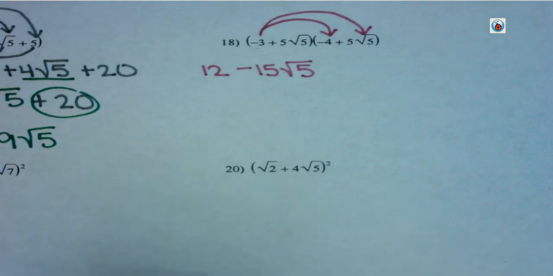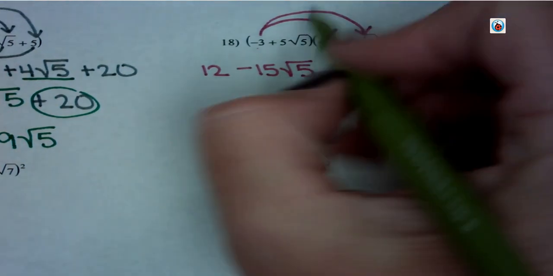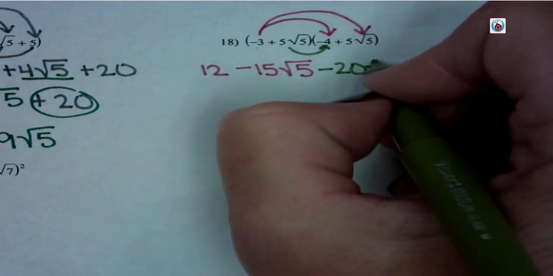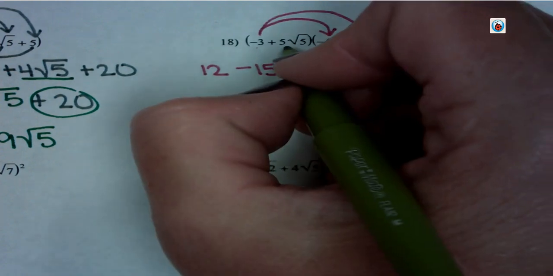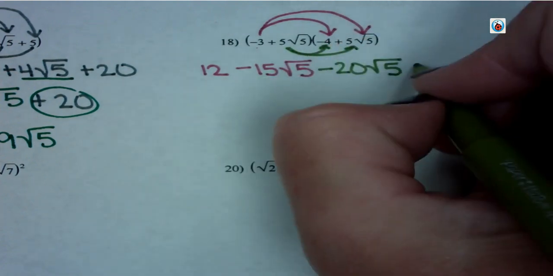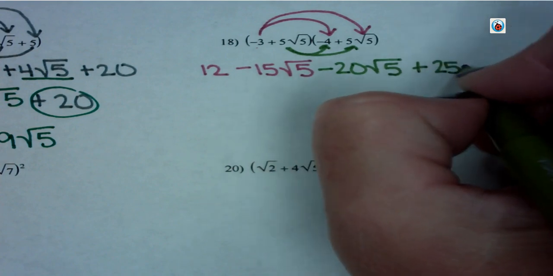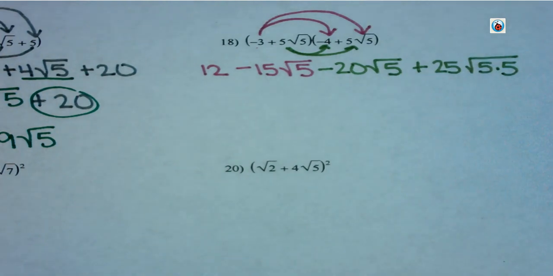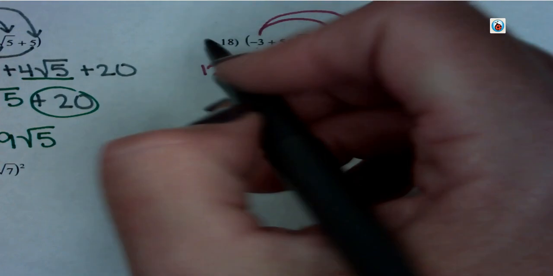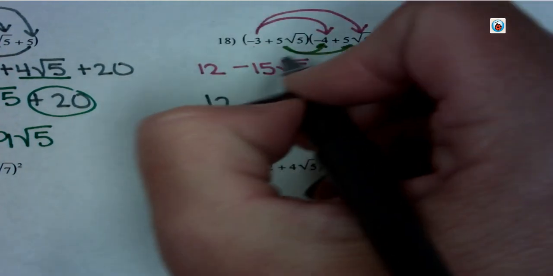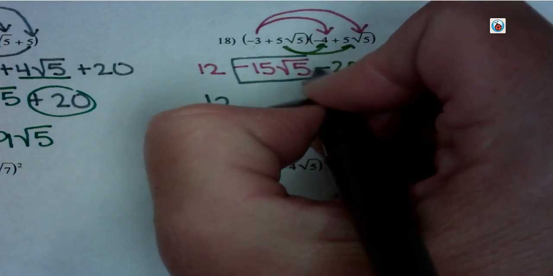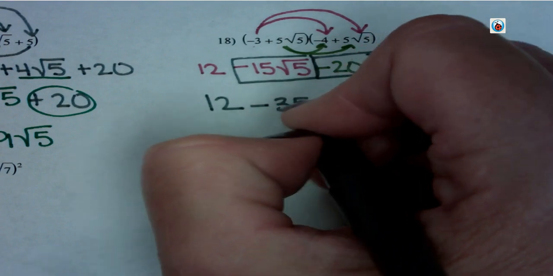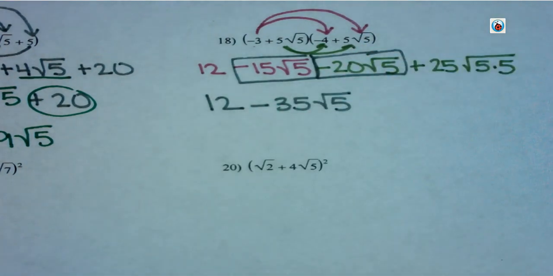Now I've got to distribute my next set. So I'm going to do 5 square root of 5 times negative 4, which gives me negative 20 radical 5. And last one, outside times outside, so 5 times 5 is 25, and then we're going to multiply the insides. There's a lot going on there, so we're going to take it step by step. There's nothing I can do with this 12, so I'm just going to bring it down. Notice I have like terms of a negative 15 square root of 5 and a negative 20 square root of 5. So that becomes a negative 35 square root of 5.